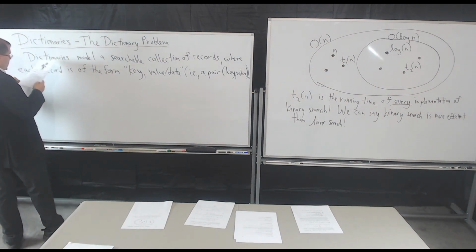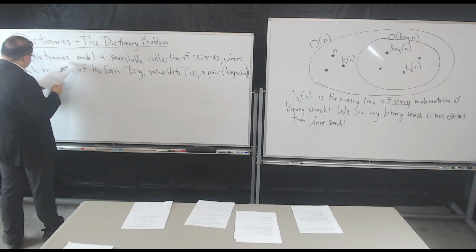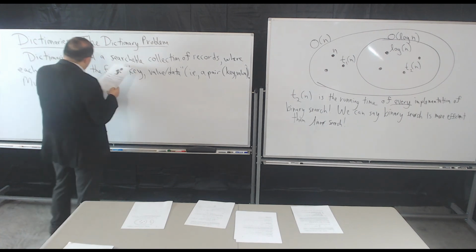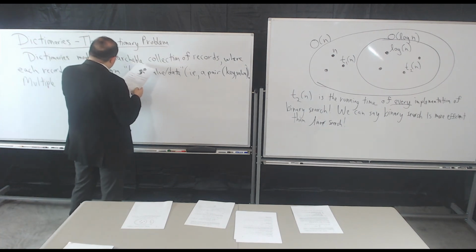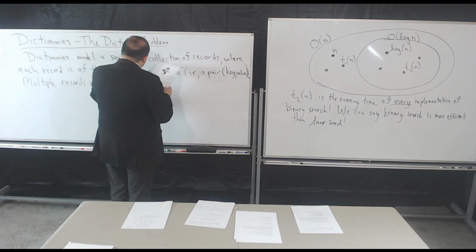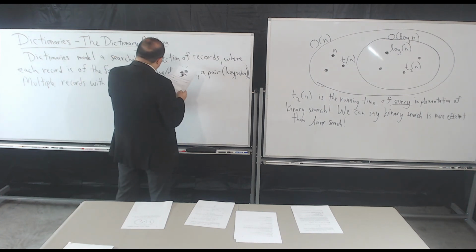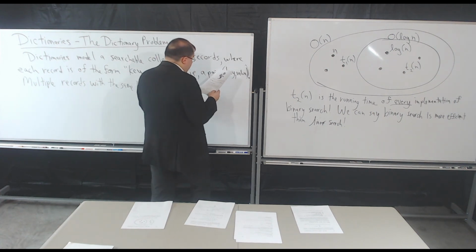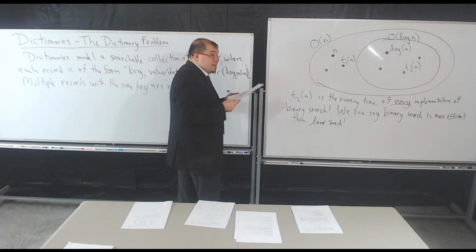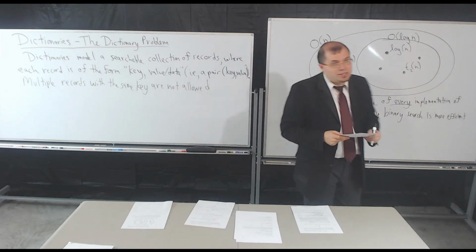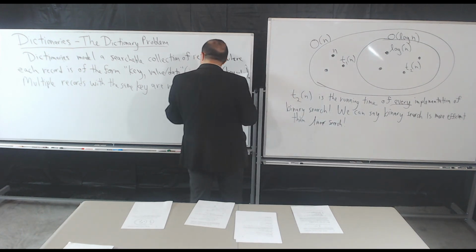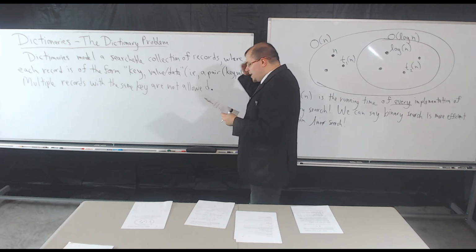So I'll say multiple records with the same key are not allowed. So no duplicate keys, okay? But they can have the same value. So two records can have the same value, but they just can't have the same key, okay? So those are the main rules. So you're gonna imagine this like the following.